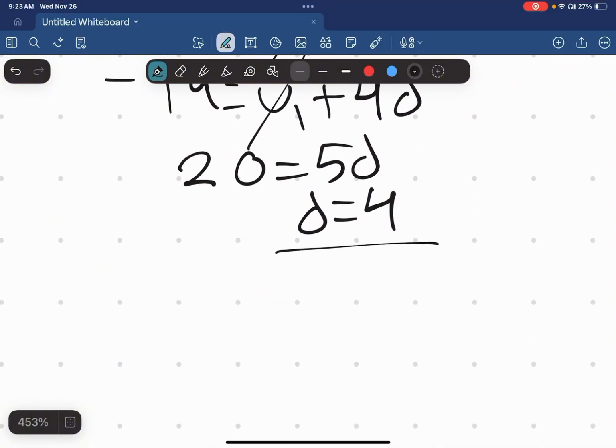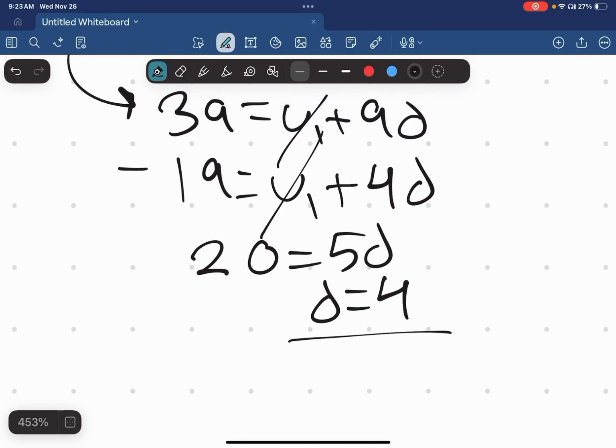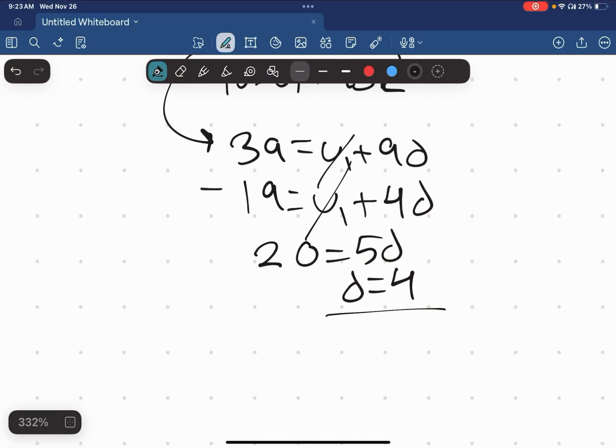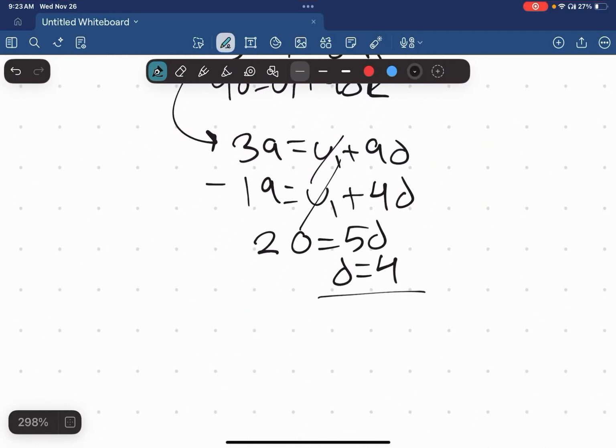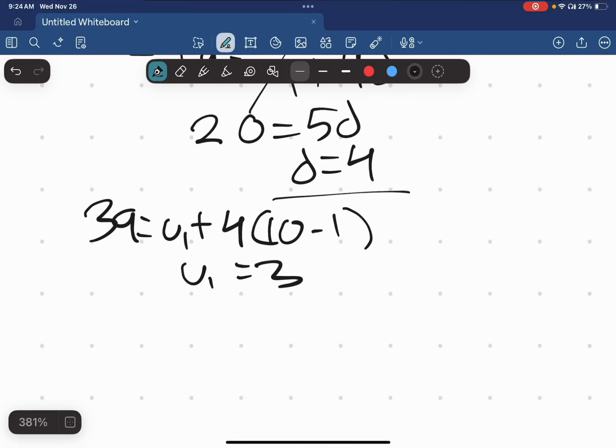And then from there, we can come back to our original equation or just pick one from here. We can do u10. So 39 is equal to u1 plus 4 times (10 minus 1). And after subtracting, we get that u1 is equal to 3, if I'm not mistaken. Yep, u1 is equal to 3.